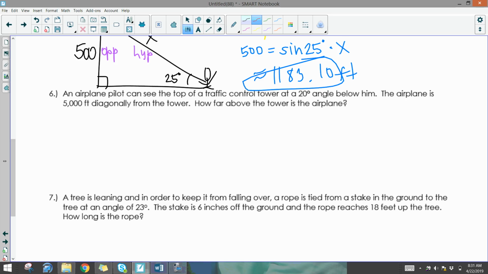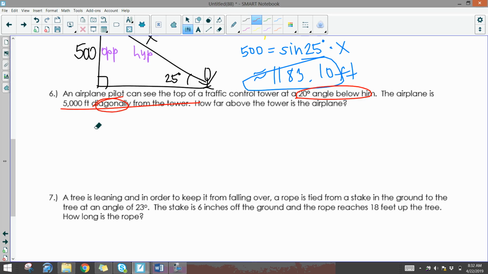An airplane pilot can see the top of a traffic control tower at an angle of 20 degrees below him. The airplane is 5,000 feet diagonally from the tower. How far above the tower is the airplane? So he clearly is looking down at an angle of 20 degrees. The airplane is 5,000 feet diagonally from the tower. How far above the tower is the airplane?